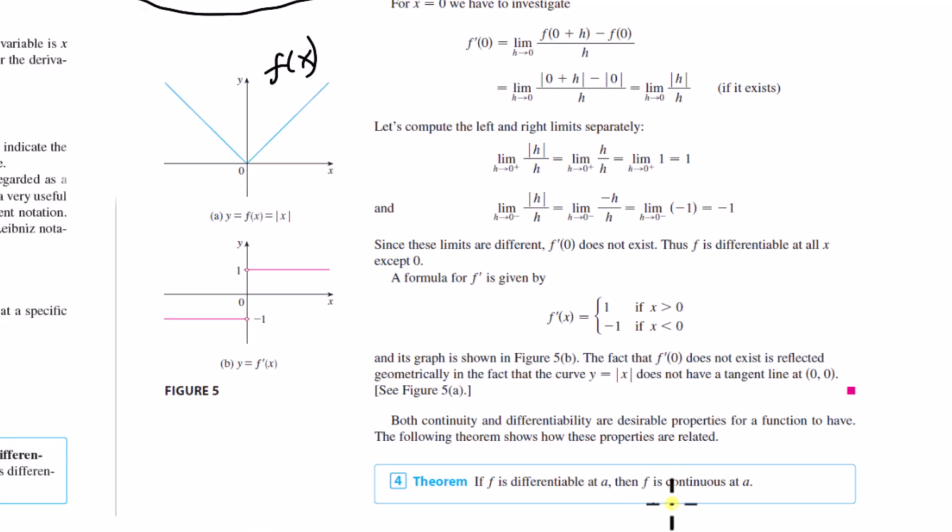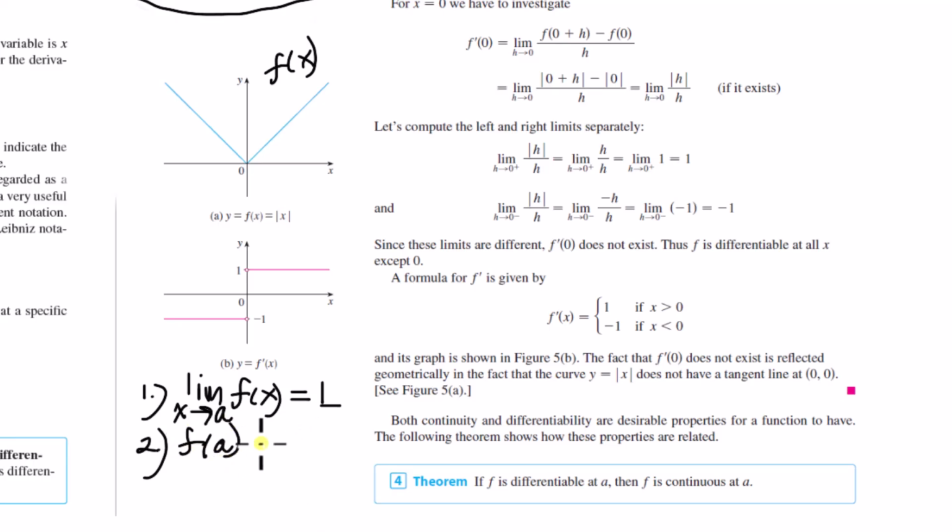So we know the meaning of continuity: for a function to be continuous at a point a, there are 3 criteria. First, the limit as x approaches a of the function needs to exist. If it exists, it's equal to some value L. Second, the function evaluated at a needs to exist. The function needs to be equal to something at a. And third, L is equal to f of a. The limit of the function as x approaches a is equal to what the function evaluates to at a.